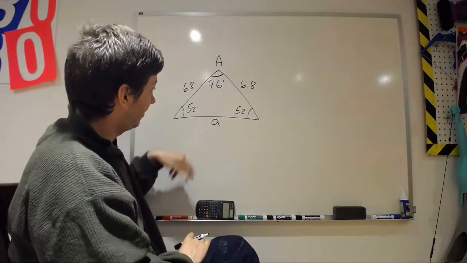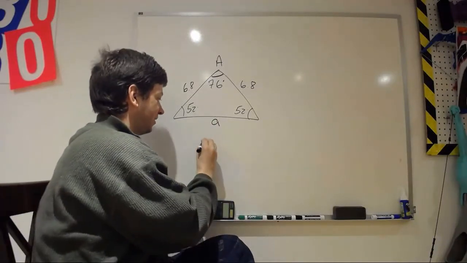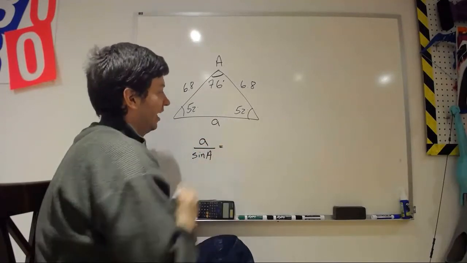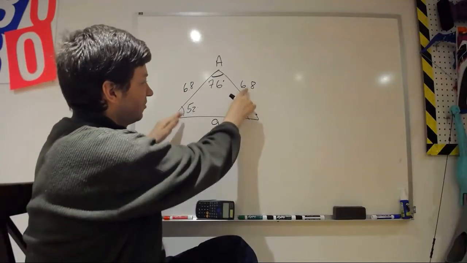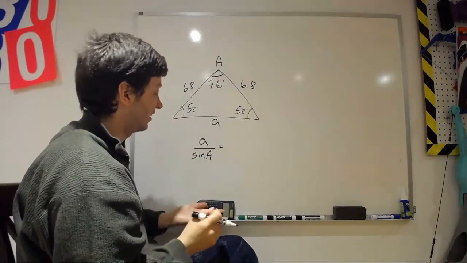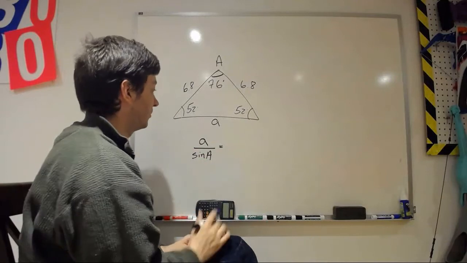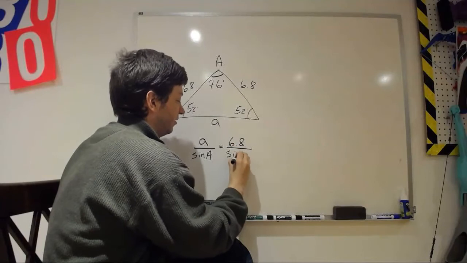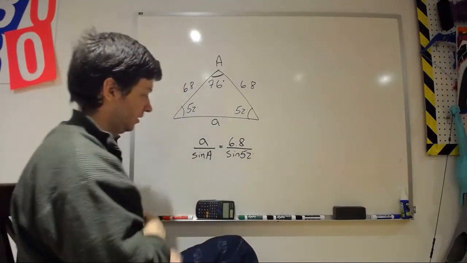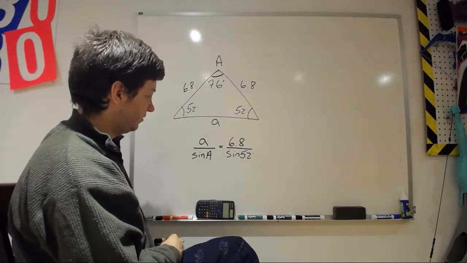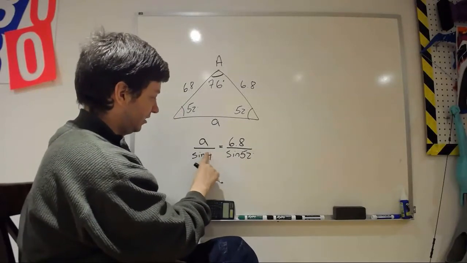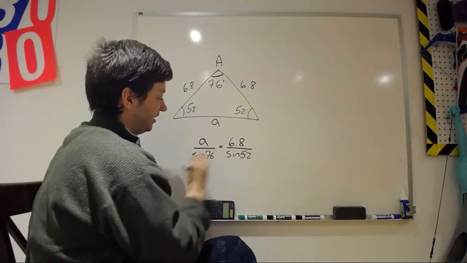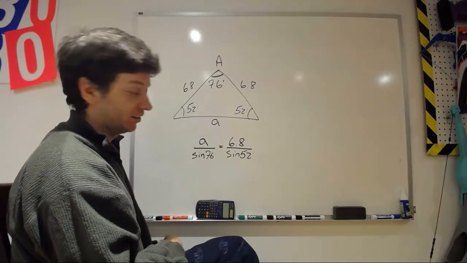To do sine law, since I'm solving for A, I'm going to put that on the numerator: A over sine of the angle A. Then you can choose whichever one you want. In this case, it's an isosceles triangle, so they're the exact same. So we'll do 6.8 over the sine of 52. Now rearranging, we actually know what angle A is: it's 76. This is why we needed to do the interior angle theorem first.